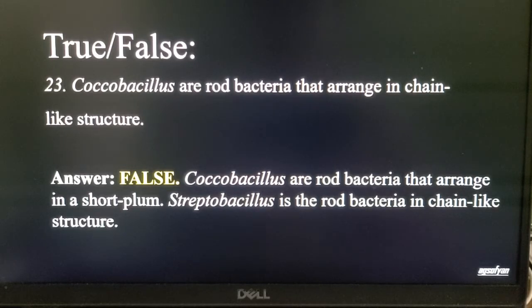Okay, so cocco is not chain-like structure. What is cocco actually? Coccobacillus is a group of rod bacteria, bacillus bacteria or rod bacteria, that arrange together in formation of short plump structure. It's a very short plump structure, not a long chain-like structure. Okay.